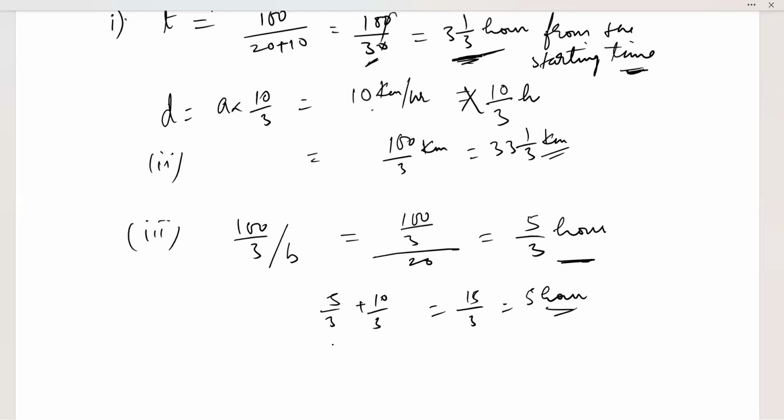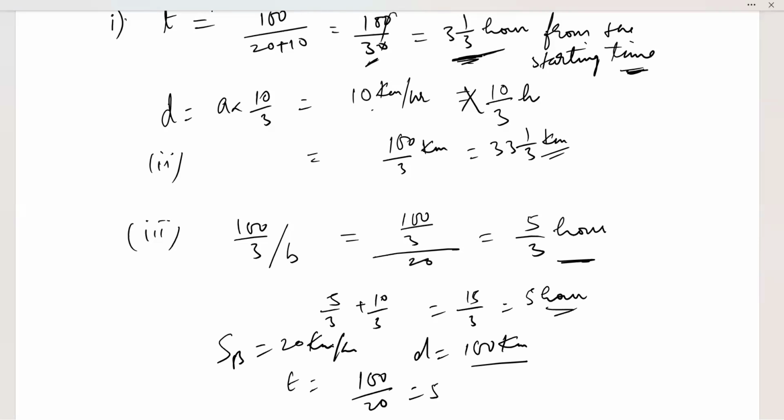Now you may say, sir, there is a very simple way for this too. We know the speed of B, which is 20 kilometer per hour, and we know the distance D, which is 100 kilometers. And this person B has to cover the entire distance. So the time can be easily found out. So 100 by 20, which is 5 hours. Correct. That approach is also correct. There's no harm in that. Okay.